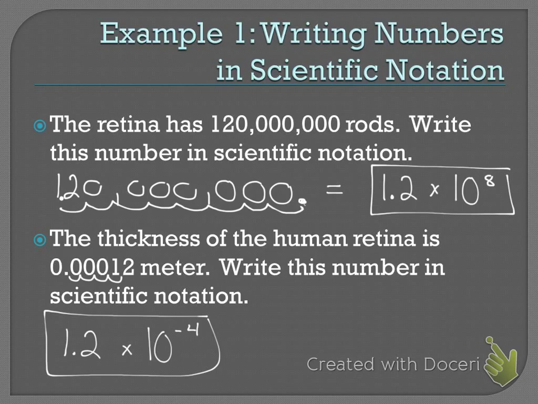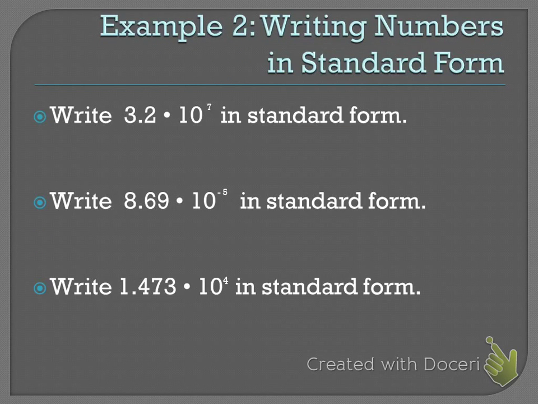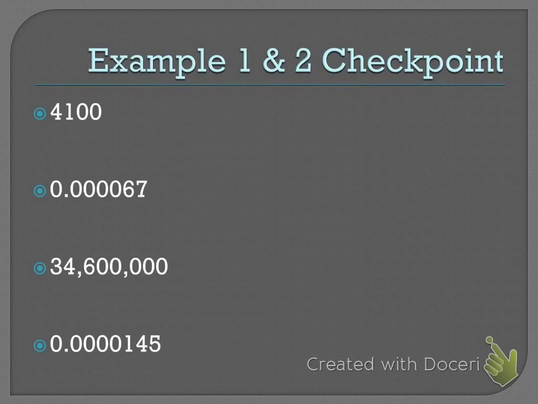All right, so now I want you to turn in your books to page 205. I want to do some practice on writing numbers in scientific notation. It's also in your checkpoint. I'm putting it up on the screen, but it's your checkpoint numbers 1 through 4.